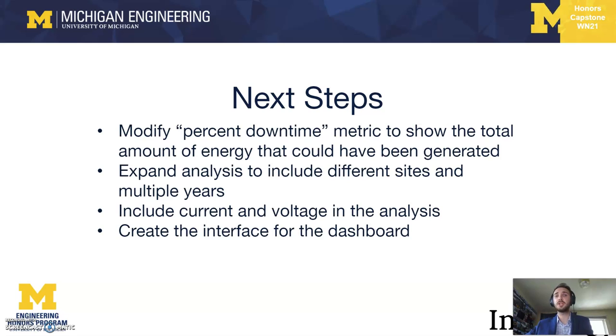So moving on to the next steps of the project, the percent downtime metric should be modified to show the total amount of energy that could have been generated had the turbine been generating power. This will help greater quantify the magnitude of the losses being experienced. The analysis should also be expanded to include different sites in multiple years so that comparisons can be made between different sites and longer-term trends can be analyzed. Additional data signals like current and voltage should also be included in the analysis for potential inclusion in the dashboard. And lastly, an interface would need to be created for the dashboard so it can actually be used.